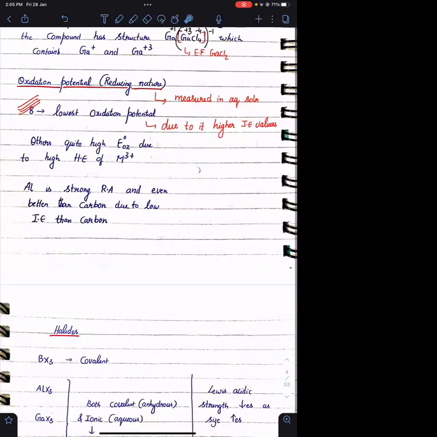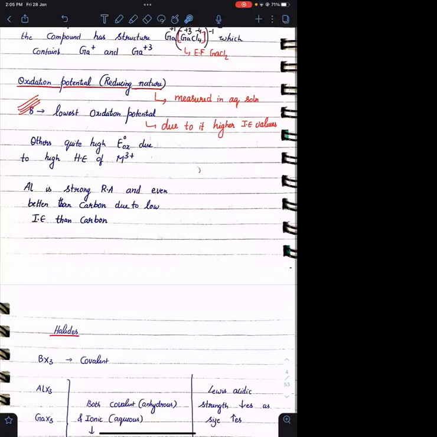सबसे ज़्यादा among other elements of group 13 other than boron, which element will be having the highest hydration energy? बोरॉन को छोड़ के. Aluminium. Everyone in the lecture, everyone please put your video on.